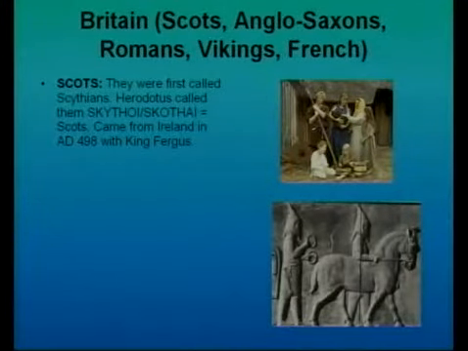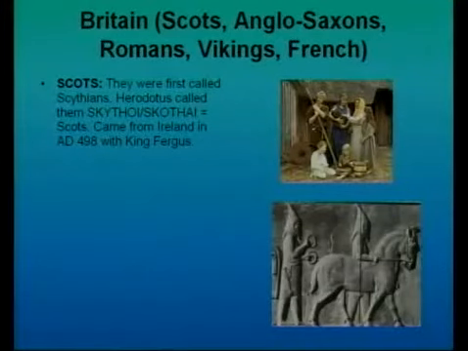Others in Britain: Scots, Anglo-Saxons, Romans, Vikings, French. The Scots were first called Scythians, and Herodotus, the 5th century BC pagan historian, calls them the Scythoi or the Scothoi, which became known as the Scots. And there's also a legend, possibly true, of Queen Scota, who was married to a son of an Egyptian pharaoh, and the descendants of the Scots came from her.